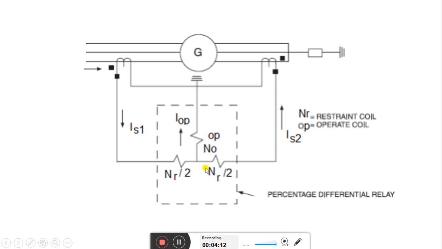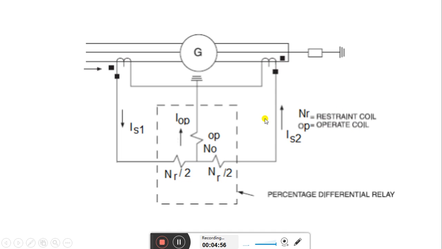This restraining coil is divided in two parts. It means if the total number of turns of the restraining coil is NR, half of the turns are on this side and half of the turns are on this side. That's why these turns are called NR by 2, and this side is also NR by 2. So the operating coil is dividing the restraining coil in two parts, and this complete structure shown by the dotted line is called the percentage differential relay. NR is the restraining coil, OP is the operating coil.